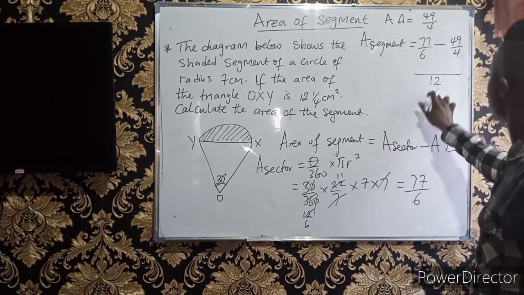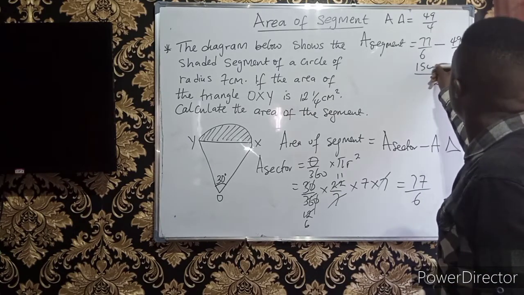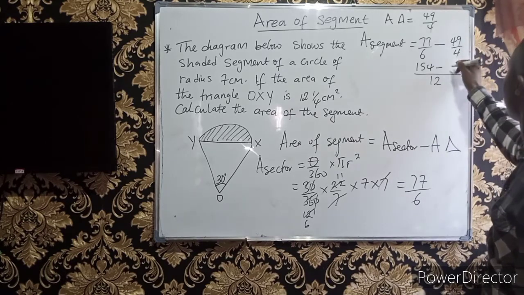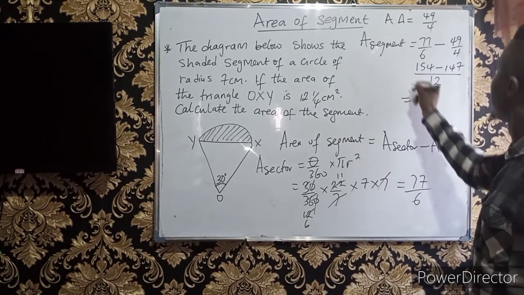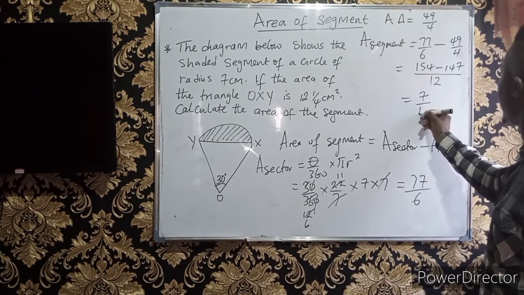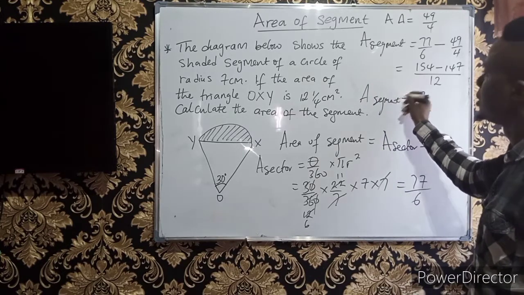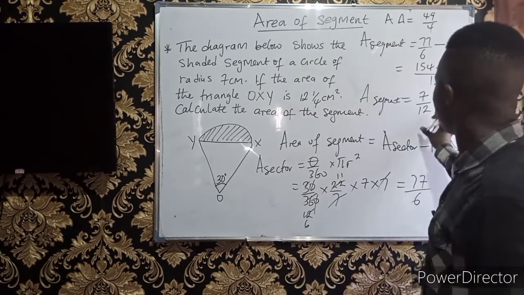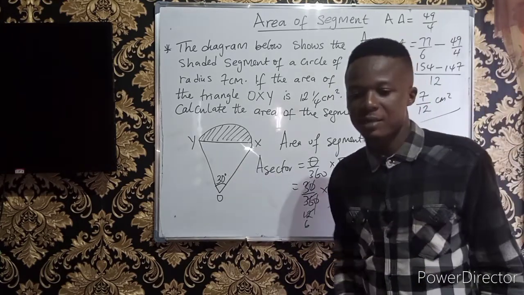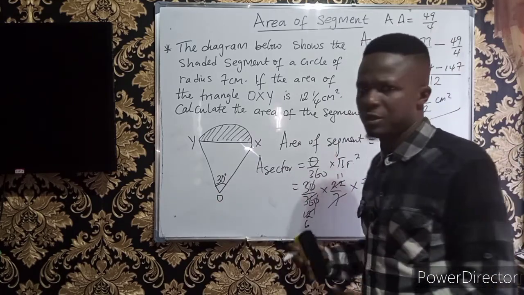6 into 12 is 2. 2 times 77 should be 154, minus 12 divided by 4 is 3, 3 times 49 should be 147. And when we subtract, we shall get 7 all over 12. So this is the area of the segment we are talking about. So the area of this segment is 7 over 12 cm squared. If I like, I can still put it into a decimal, but let's leave it as a fraction since we don't have calculator. Let's take one more question on this.